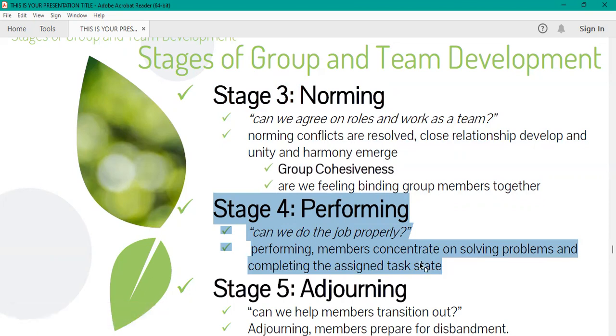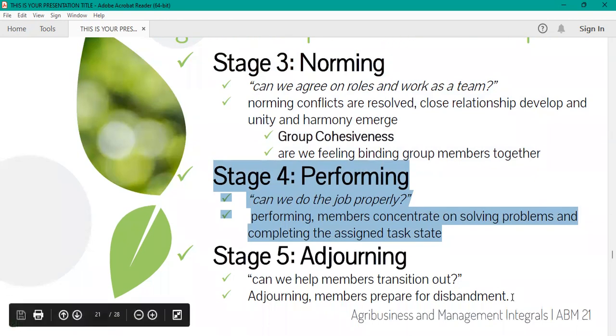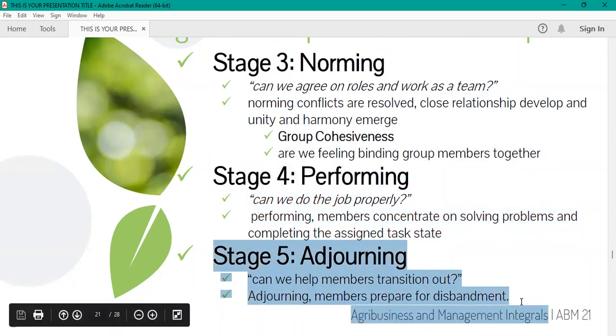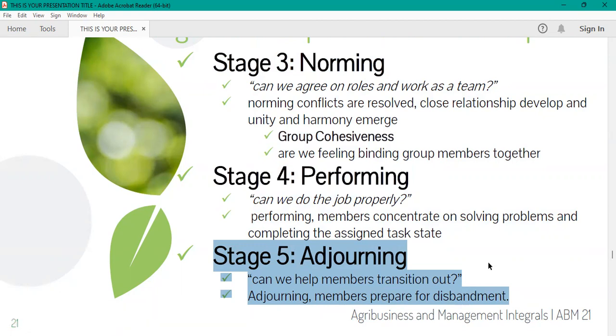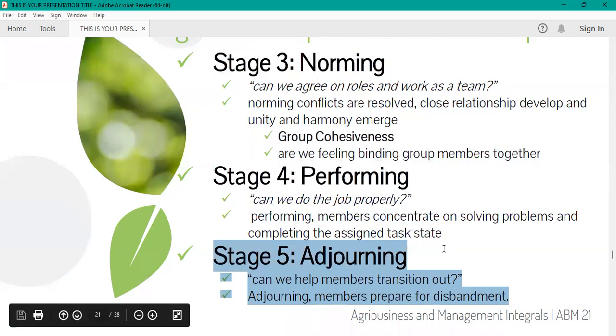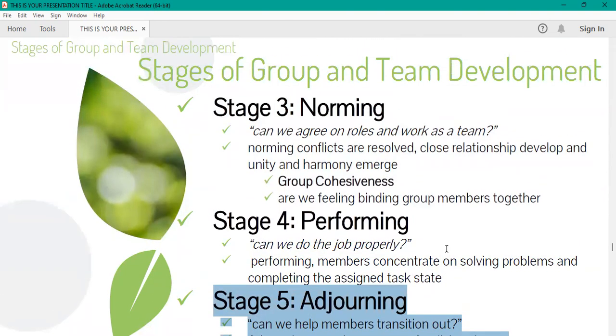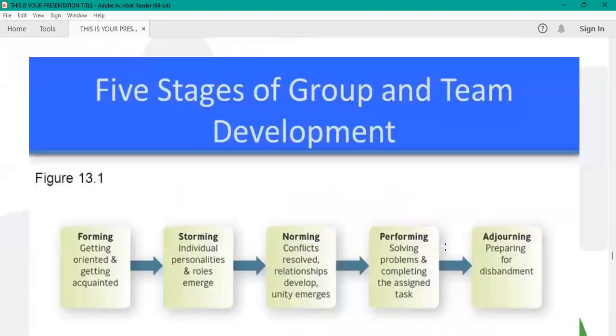With performing, you have the mission and you can really perform the job safely, given that all of you are different persons. Well, stage five would be adjourning. Can we help members transition out? In adjourning, this is the time to say thank you so much to everyone for being together and for helping me achieve the goal or objective, and then members transition out and go their separate ways. So those are the stages of groups and teams.